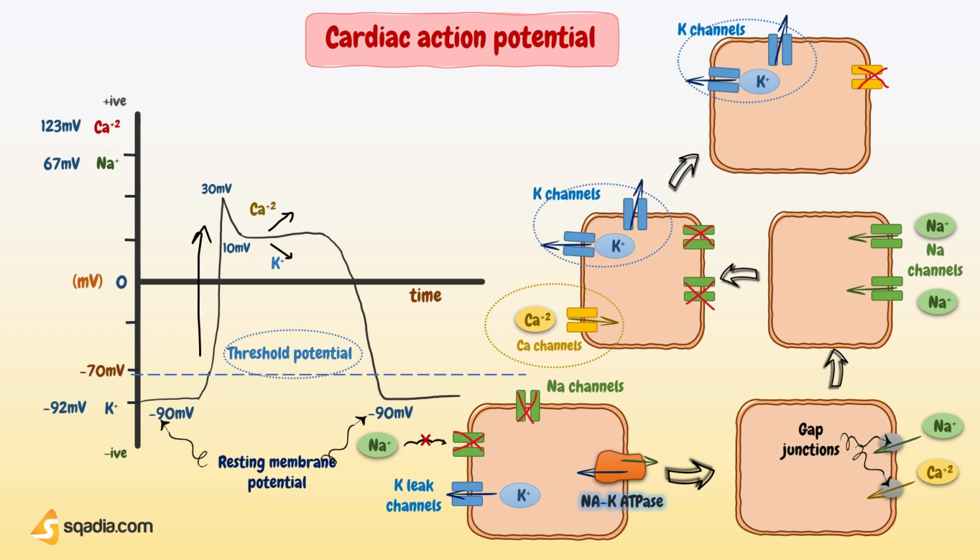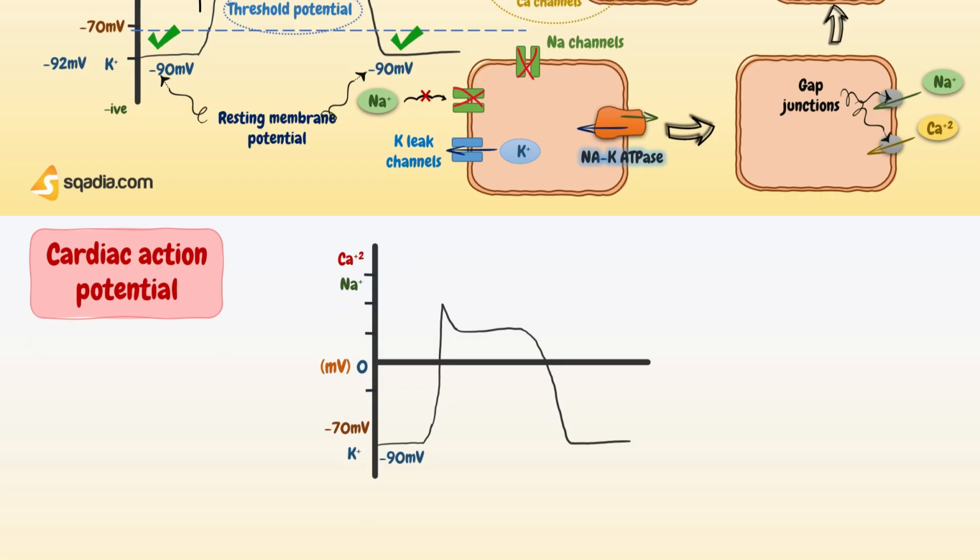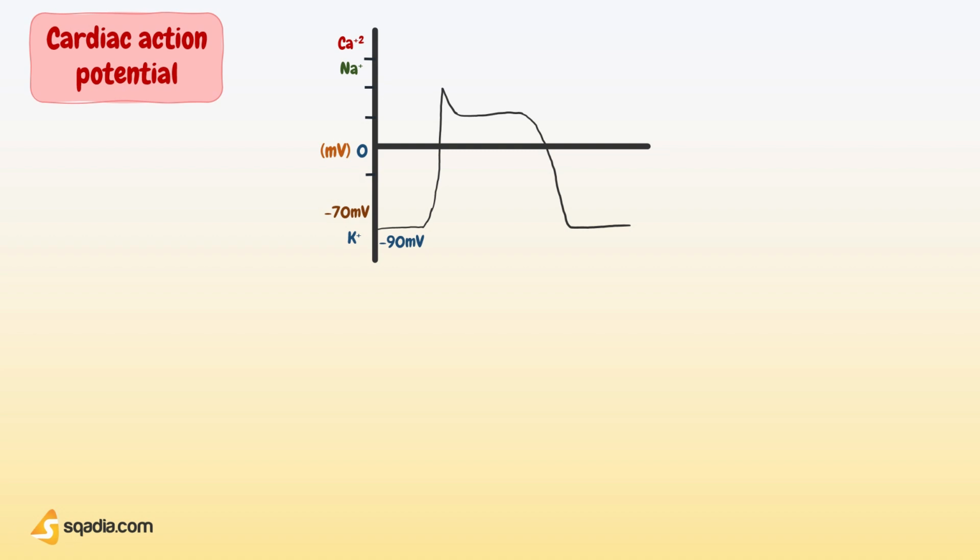So after a bit, this slight leakage of potassium starts to happen again, repeating the same exact process. These are actually different stages of the action potential. There are 5 stages of the cardiac action potential. Let us summarize this whole cycle of action potential and name these stages.